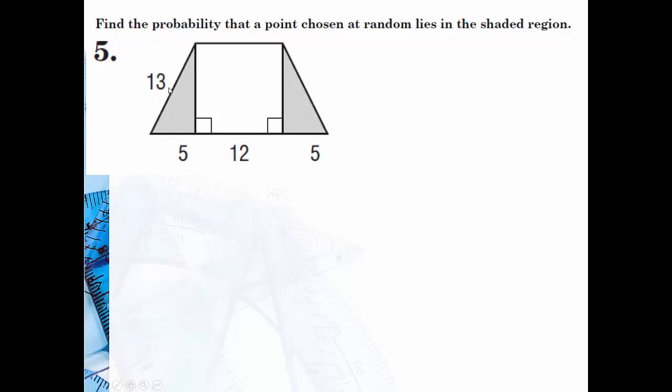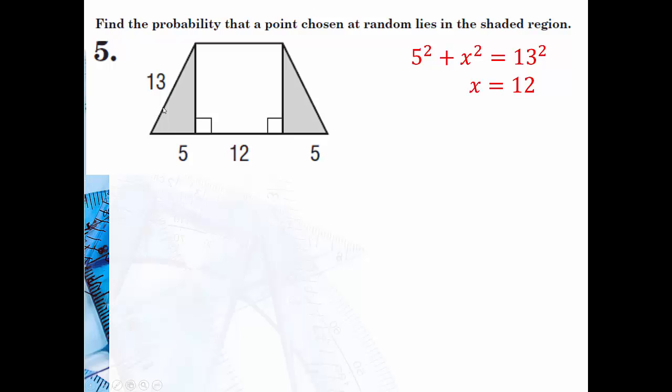So I have two right triangles that are shaded, and they have bases of 5 and a hypotenuse of 13. If I could find this height here, then I could find the area of these triangles. So let's go ahead and use the Pythagorean theorem. 5 squared plus x squared equals 13 squared. And you may recognize this as a triple. When you solve it, you're going to end up getting x is 12.